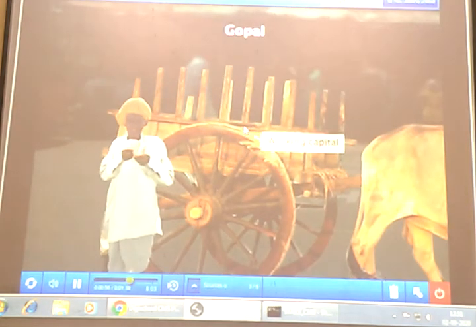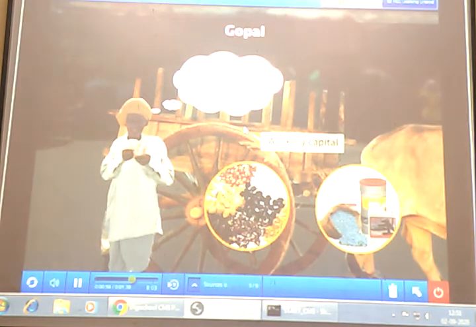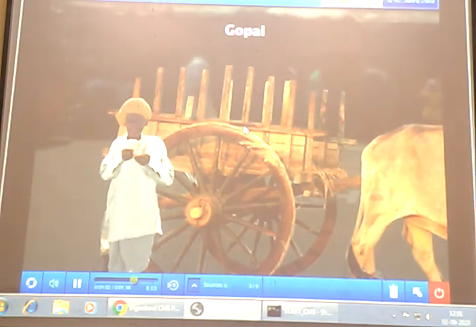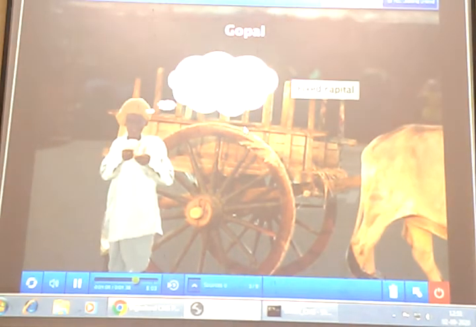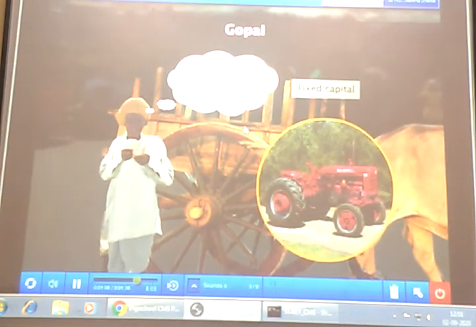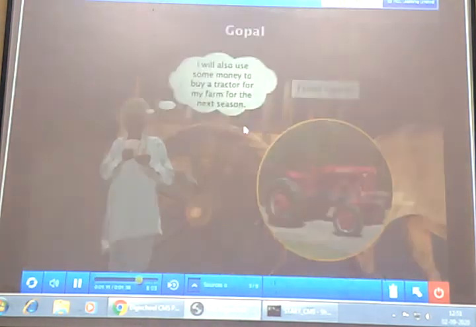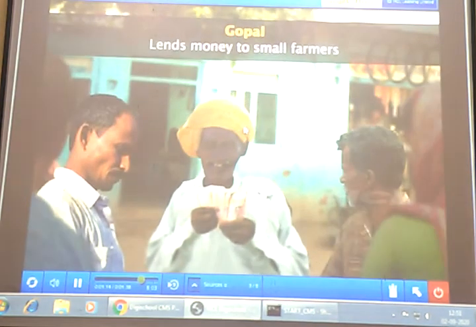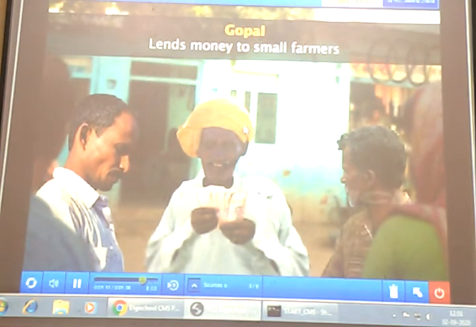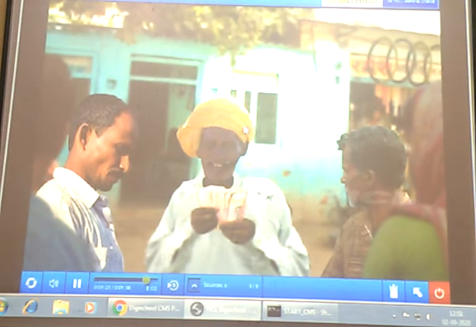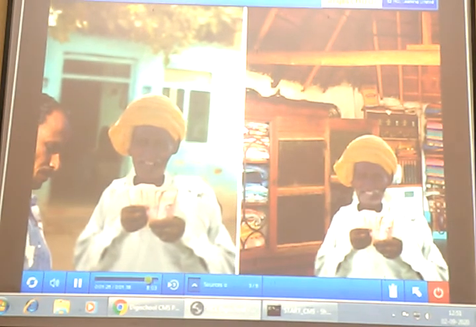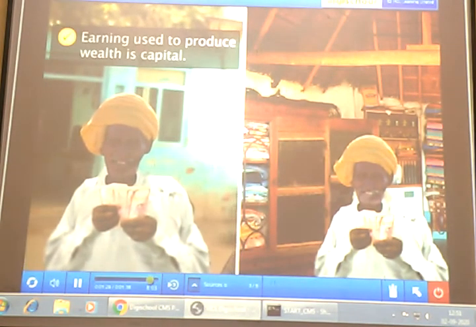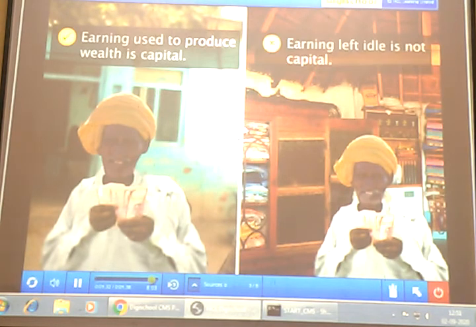Gopal saves a part of his earnings to buy working capital, such as seeds and fertilizers, for the next season. Gopal also plans to use his earnings to increase his fixed capital by buying a tractor for his farm for the next season. He lends a part of his earnings to small farmers. The interest from these loans adds to his income. However, if Gopal does not use his earnings to produce more wealth, then such earnings lying idle will not be termed as capital.